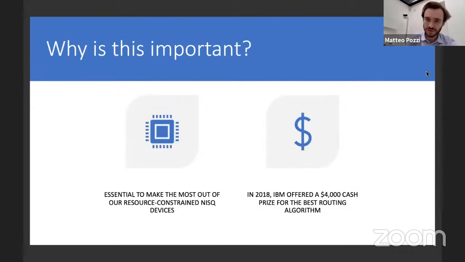So why is this important? Two big reasons really. First of all, it's essential to make the most out of resource-constrained NISQ era devices. Currently, we're on the brink of the NISQ era, and the devices we have at the moment are heavily resource constrained, so there are problems relating to qubit decoherence. We would like to make the most of those machines by doing as much useful work as possible before decoherence, which is about reducing circuit depth. So much so that in 2018, IBM offered a cash prize for the best routing algorithm, so there's definitely interest from top companies in the space.